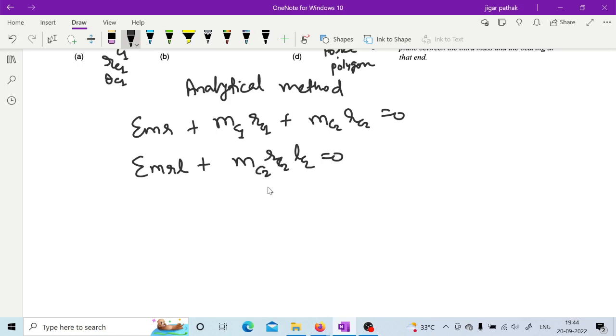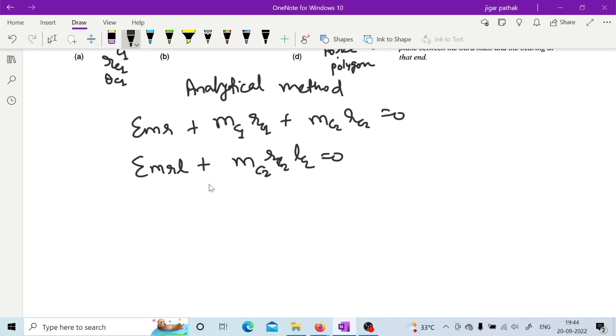Here we are not considering MC1 RC1 LC1. Why? Because we are considering plane C1 as the reference plane. So the moment generated due to a force in the same plane will be 0, because there will not be any distance from that plane for a force acting in the same plane. So here you will have sigma mrl plus MC2 RC2 LC2.